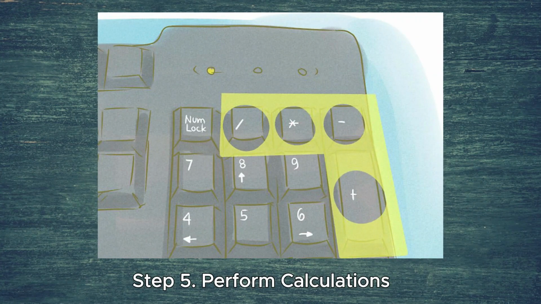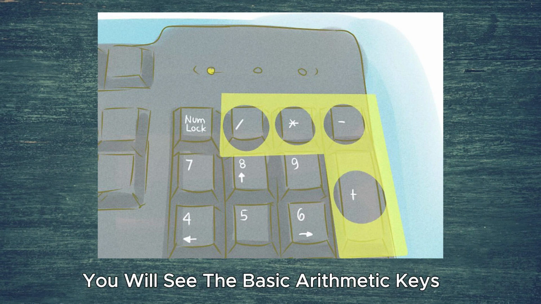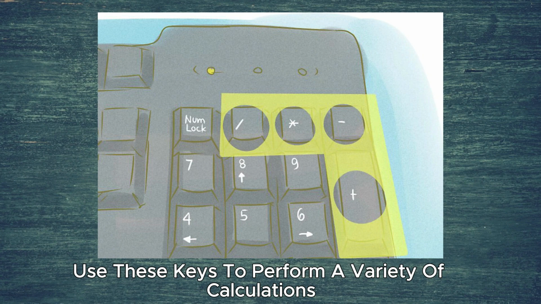Step 5. Perform calculations. Around the edge of the numeric pad, you will see the basic arithmetic keys. These let you divide (/), multiply (*), subtract (-), and add (+). Use these keys to perform a variety of calculations.